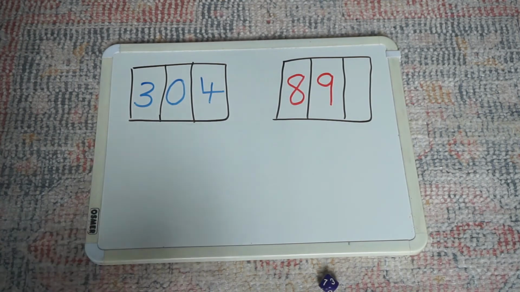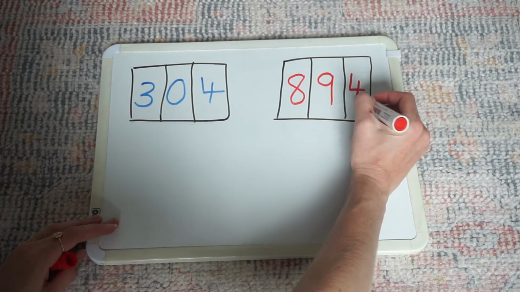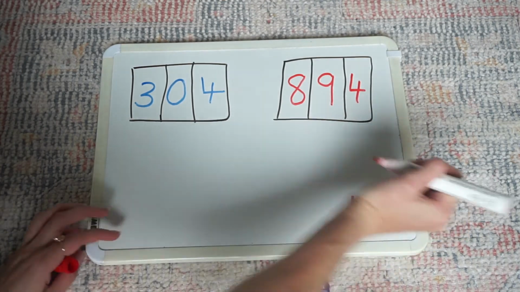Ooh, I think that's... I'll roll it one more time. I'm not sure if that's a 7 or a 3. A 4. Alright, so in this case, the red player wins.